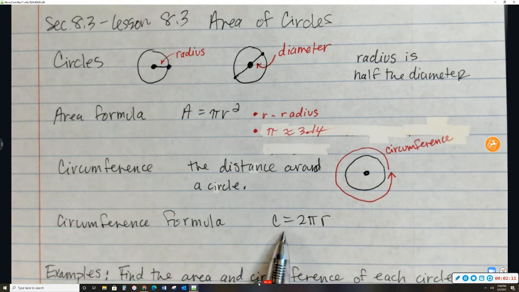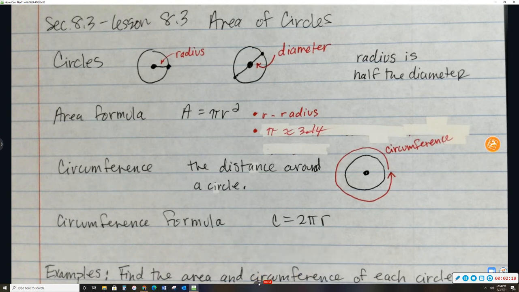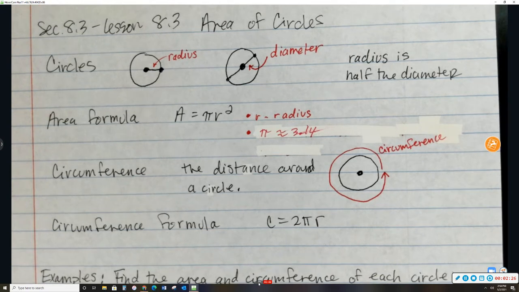And then here's the circumference formula. The circumference formula is 2 times pi times r. Okay. Pause that if you need more time to copy it. I am going to lower it to do our two examples.